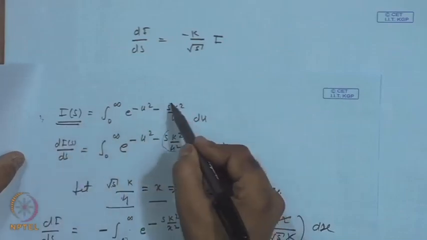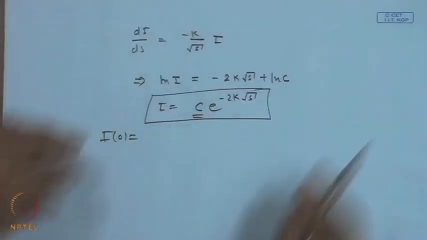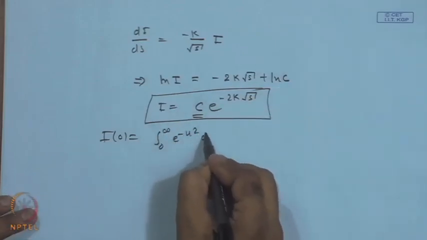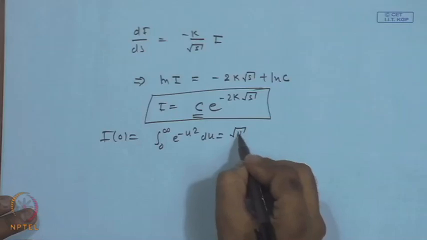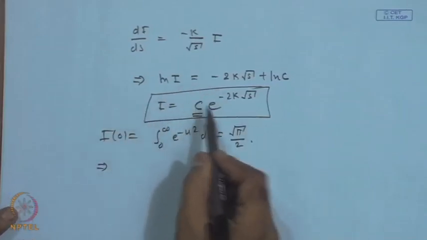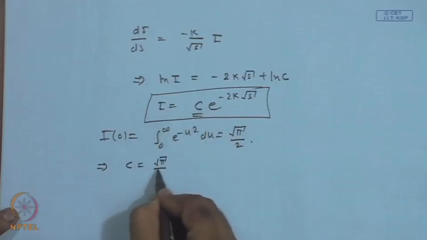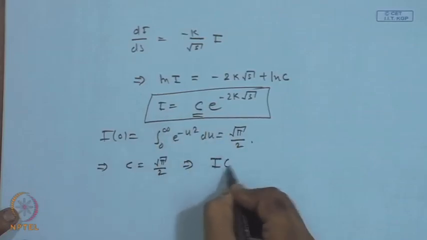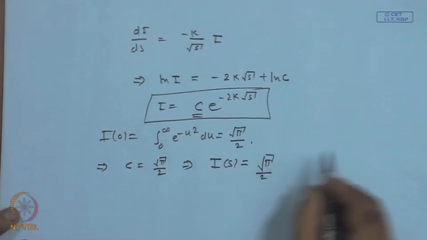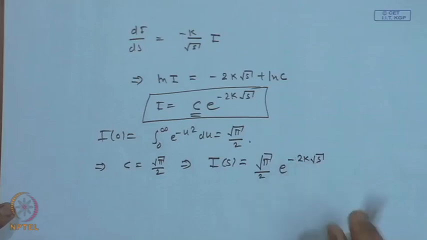So, now we can get this constant also, because we know that I(0) is, so our I was here. So, if s = 0, then we have the integral from 0 to infinity of e to the minus u squared du, and that is the Gaussian integral. So, we have 0 to infinity e to the minus u squared du, and this is square root pi over 2. So, with this condition we get c as square root pi over 2, and this implies now our I is square root pi over 2 times e to the minus 2k square root s.